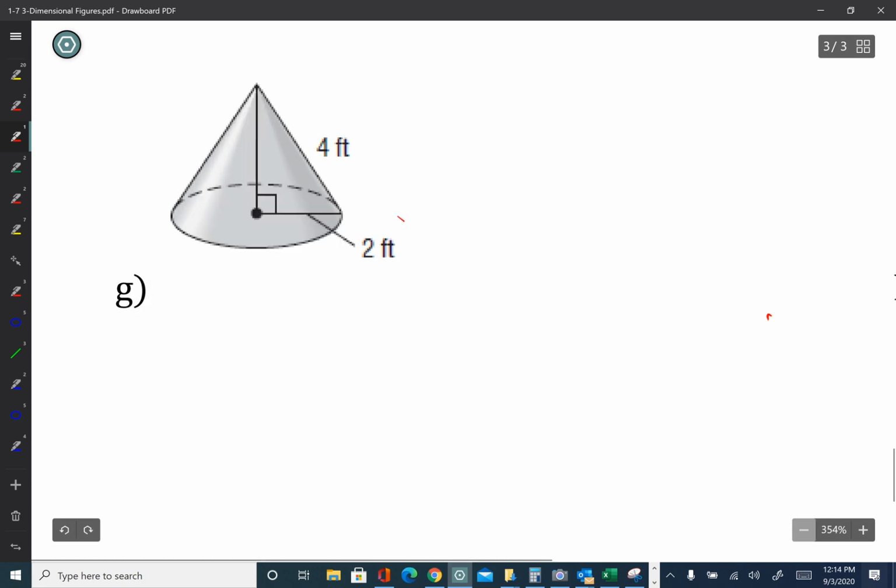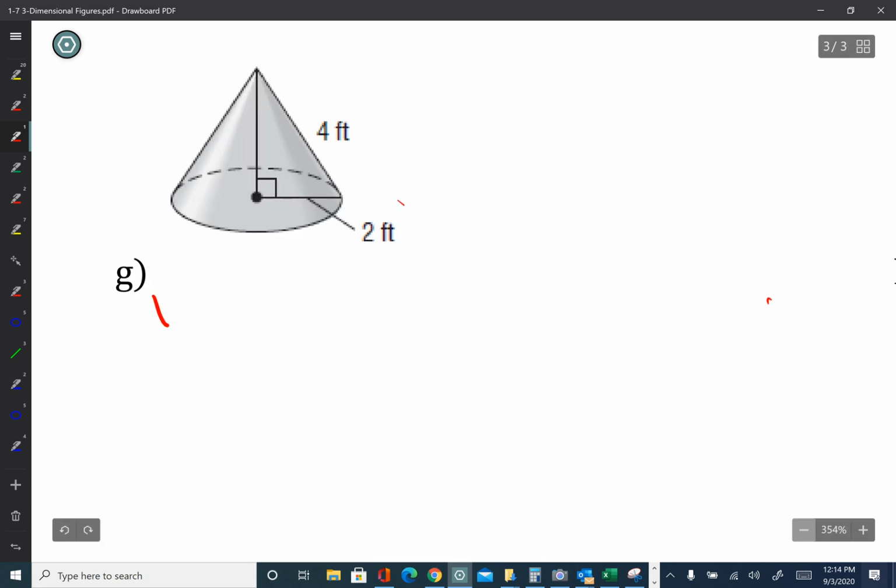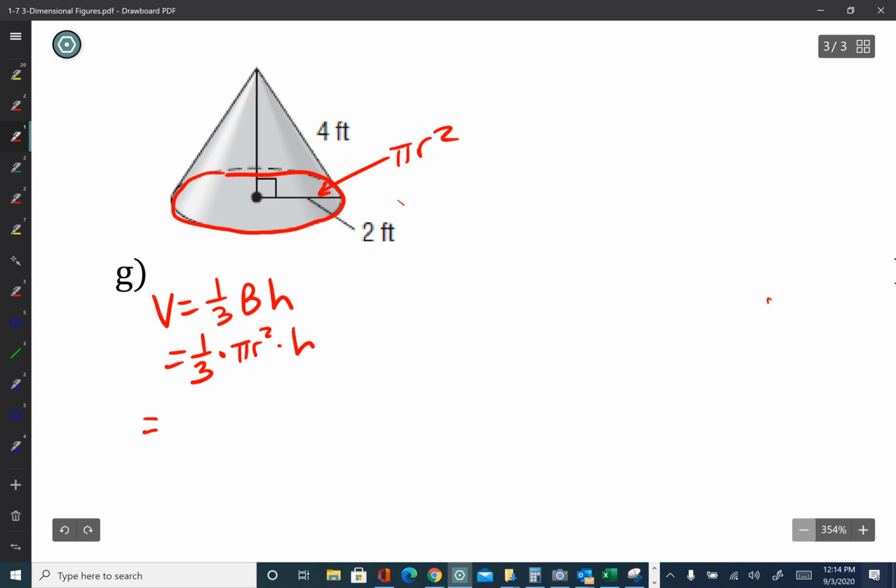All right, let's find the volume of this pyramid. Volume of a pyramid is 1/3 big B H. This is the base. So we've got to find the area of the base. It's a circle, so it's pi r squared, right? So it's 1/3 pi r squared times h. So it's 1/3 of pi times, what's the radius? 2 squared. What's the height? Remember, the height is the distance from the middle of the shape to the top, right? And I believe they give it, do they give it to us?